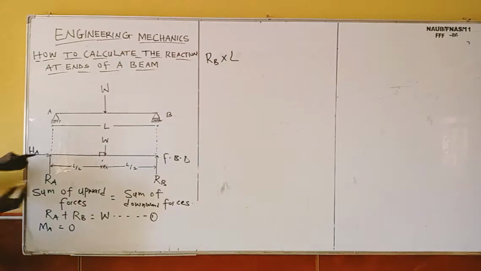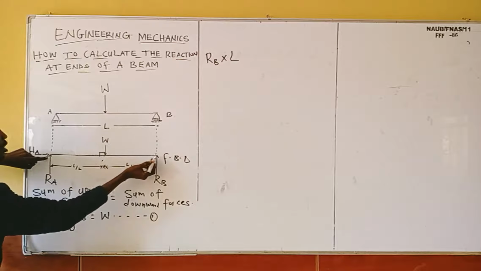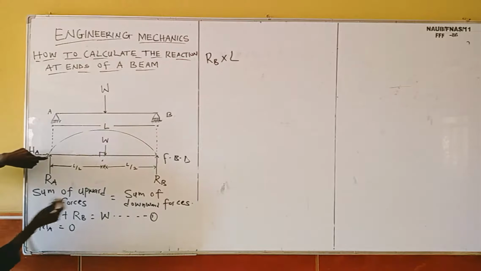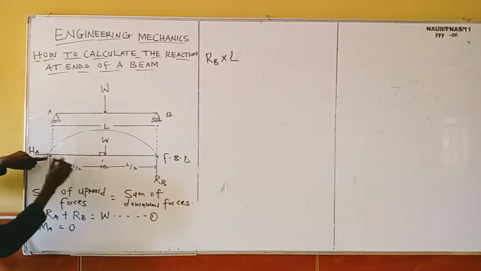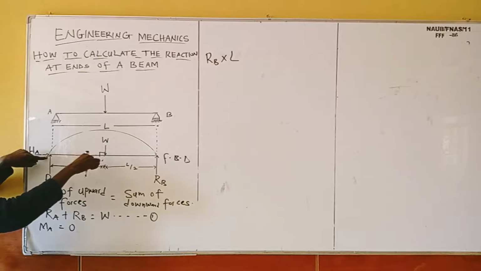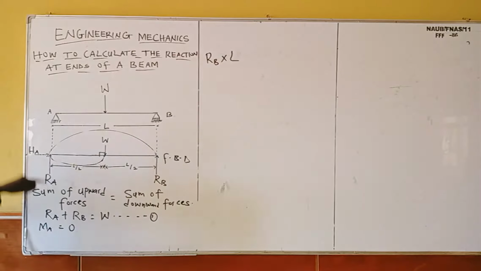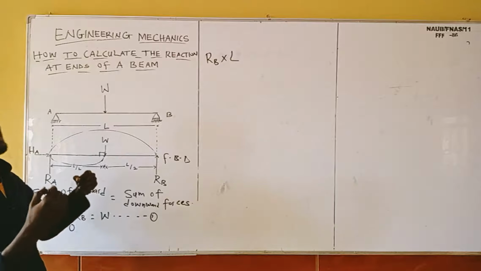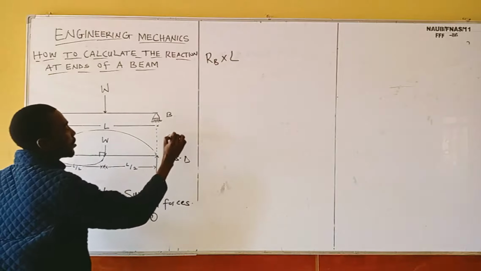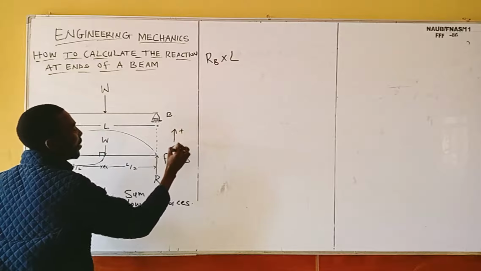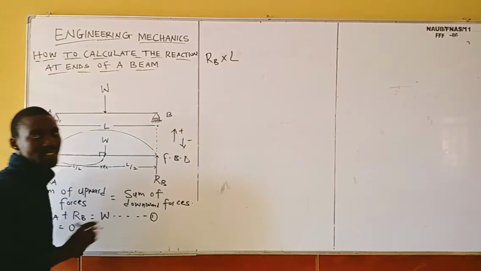Now look at this. When this one is acting like this, it is moving upward. Do you get that? And this one is a downward force. Do you get that? So this upward force, we can say let our upward force be positive and our downward force be negative. Do you get that?